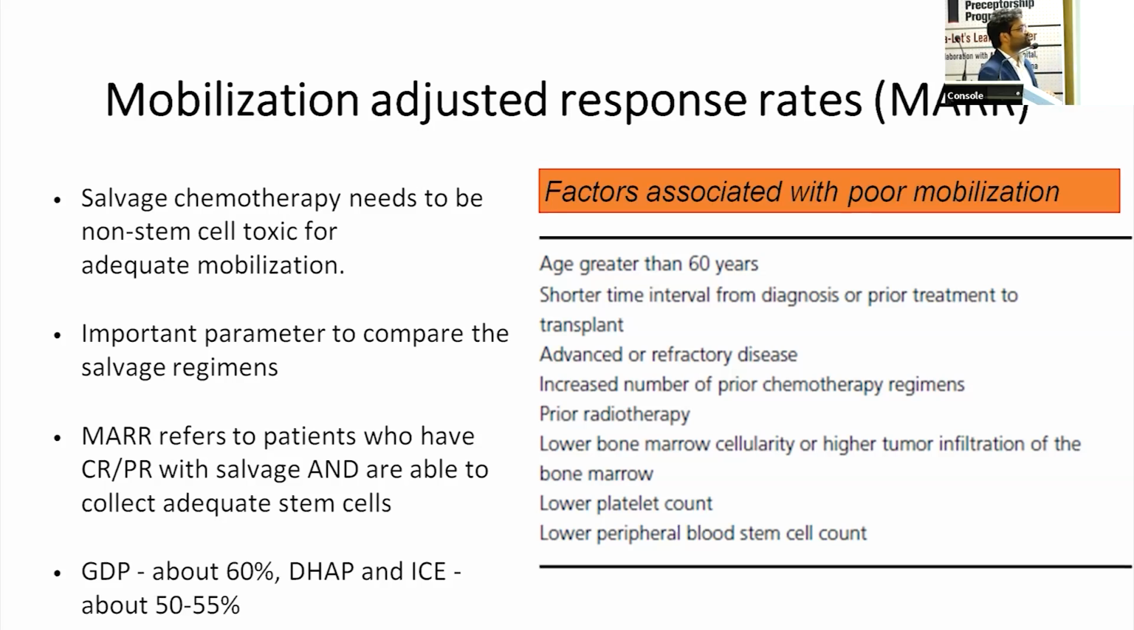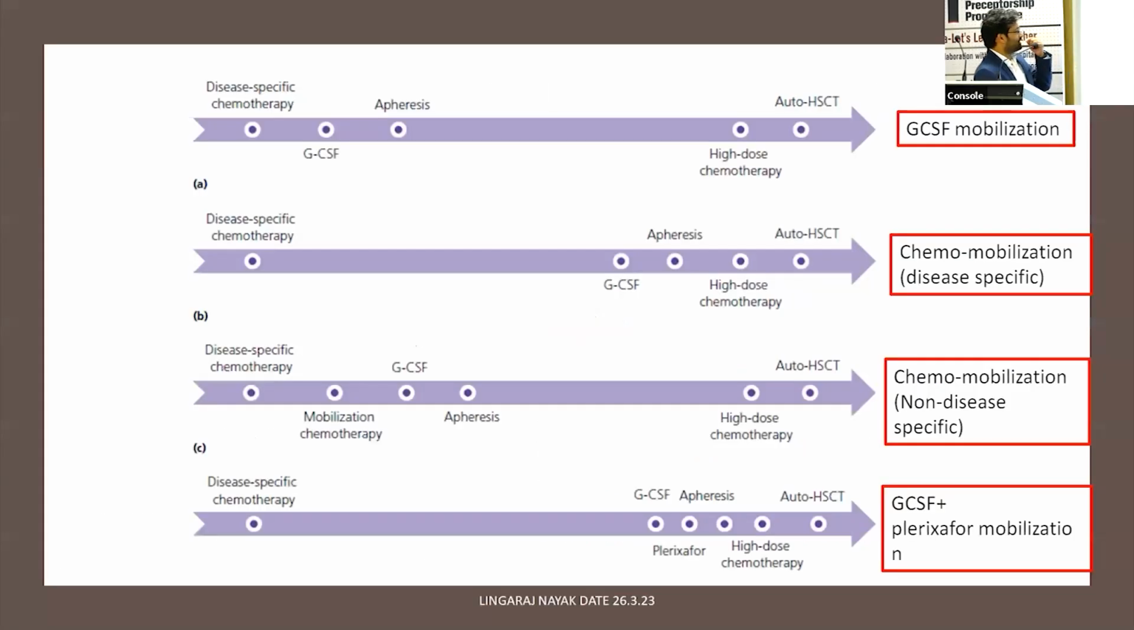There are certain reasons why they have poor mobilization. You can see age, prior radiotherapy, and importantly obesity and diabetes. They all have a little to do with SDF, stromal derived factor. Remember, that is important to bind stem cells. If the patient is diabetic or obese, they have more SDF activity, and that leads to poor mobilization.